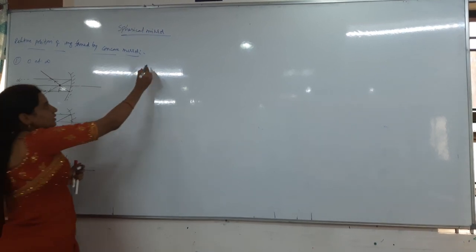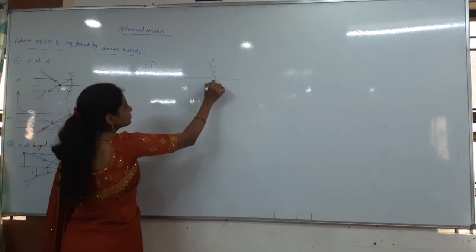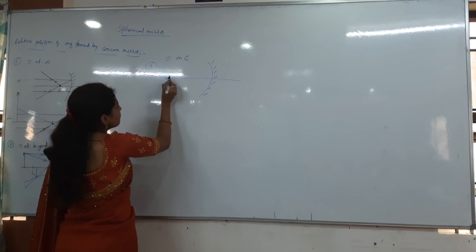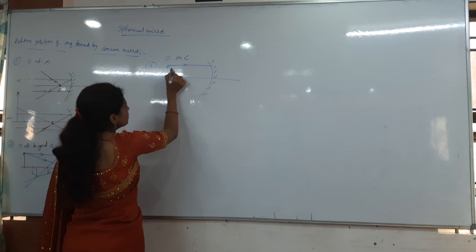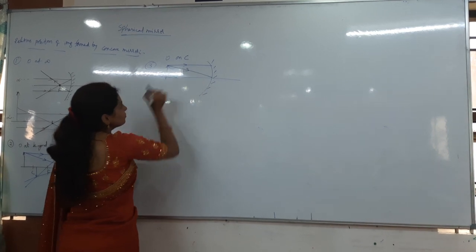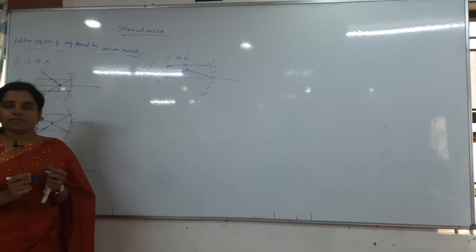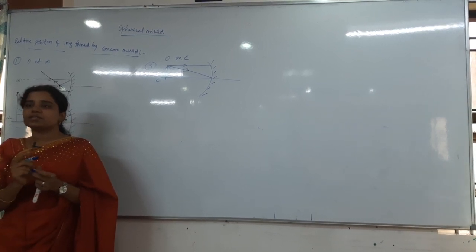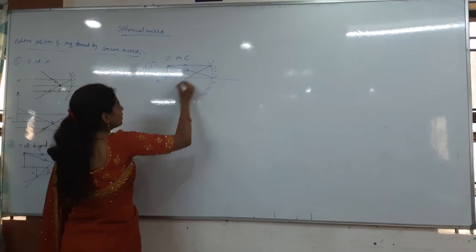Next, the third case is the object placed on C. Now my object is there like this. I need minimum 2 rays in this way. Where will the image be formed? On C only again. Same size or different size? Same size. So I will get my reflected rays in this way.